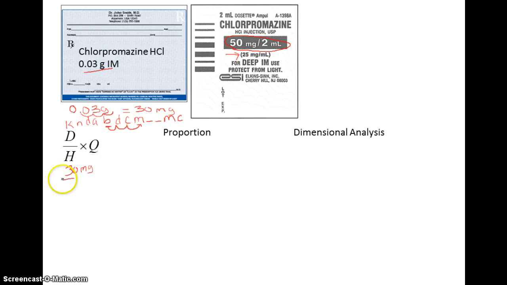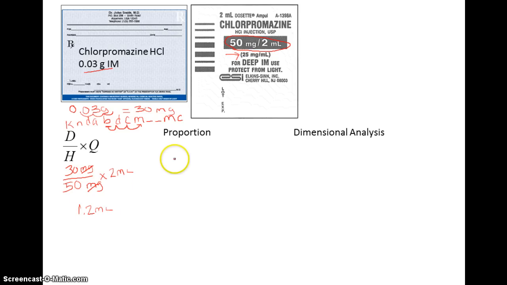We have 50 milligrams, and our 50 milligrams is in a quantity of 2 milliliters. The milligrams cancels, so our remaining label is milliliters, and we just type this into our calculators. So 30 divided by 50 times 2, and we get an answer of 1.2 milliliters.